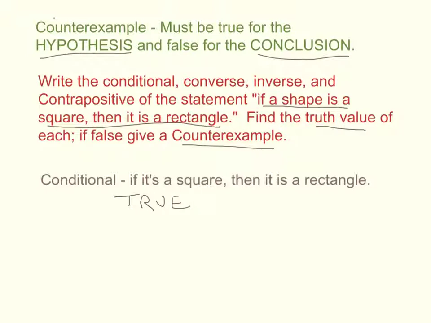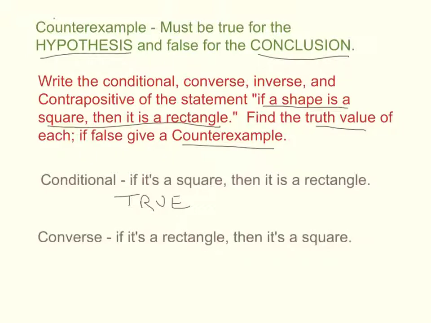Alright, let's move on to the converse. We switch it around, so I said, if it's a rectangle, then it's a square. Well, that is false. Now here's the thing, we can't just say it's false. We need to give a counterexample, so you can write about it or make your life easier. I'm just going to draw a rectangle. This shows something that is a rectangle but is not a square. So it's true for the hypothesis but false for the conclusion. The next ones I'm going to do on the next slide.